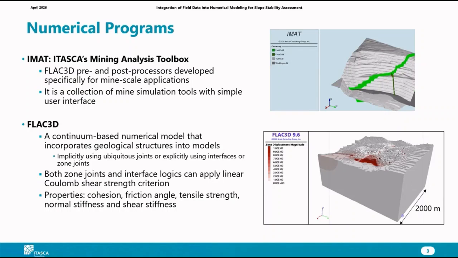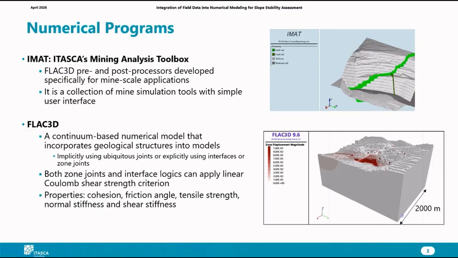Let me briefly go over the numerical programs we often use for slope stability projects. Let's start with IMAT. IMAT stands for Itasca's Mining Analysis Toolbox. It's essentially a set of pre- and post-processing tools built around FLAC3D, but tailored specifically for mine scale problems. One of its advantages is that it simplifies the workflow and makes it easier to handle large data sets and model setups through a more user-friendly interface.